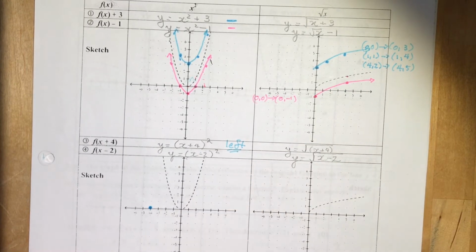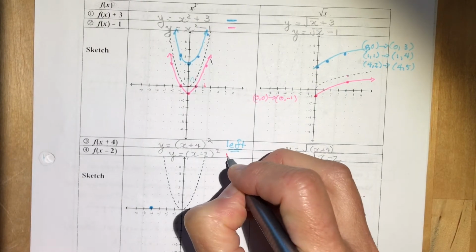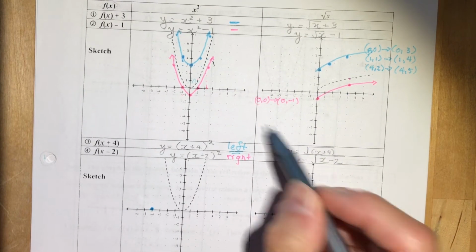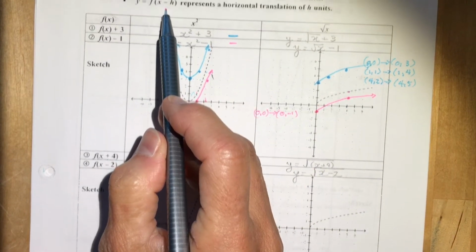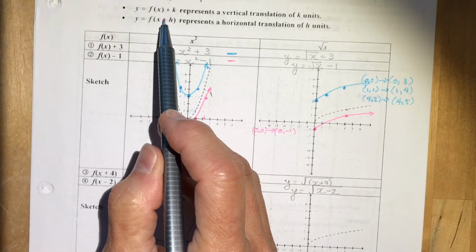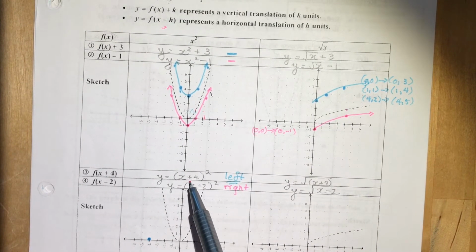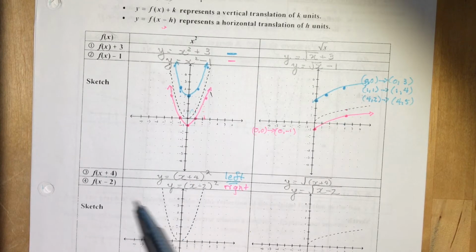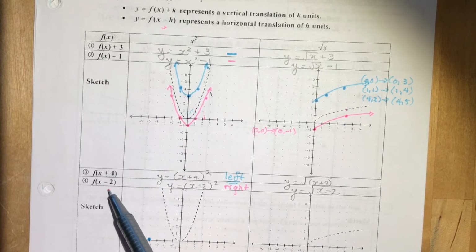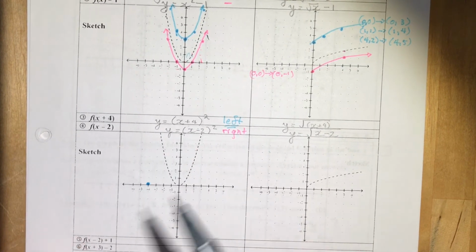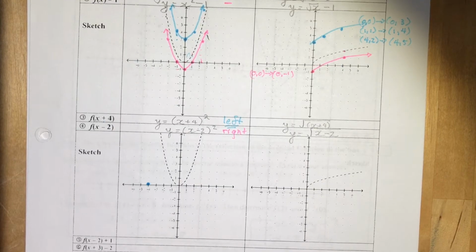This minus 2 is telling you the graph has to go to the right 2. Okay, so horizontal shift right. And if you look at the original function up here of x minus h, it's the minus of the h, the minus of it. So minus plus 4 is minus 4, meaning left. Minus minus 2 means plus 2. That means right.